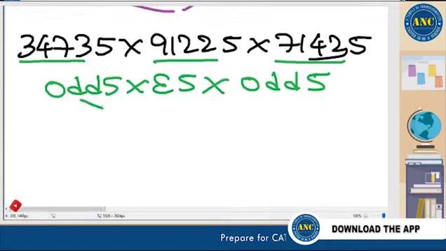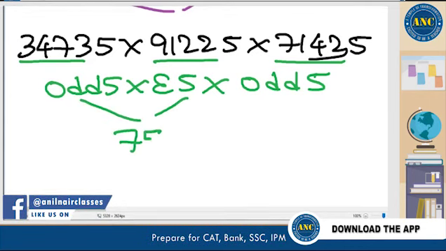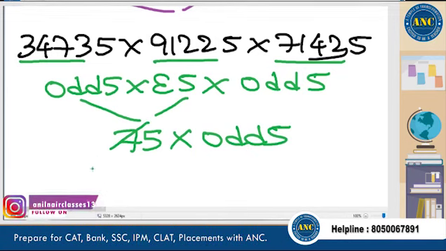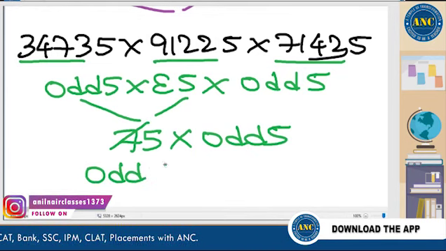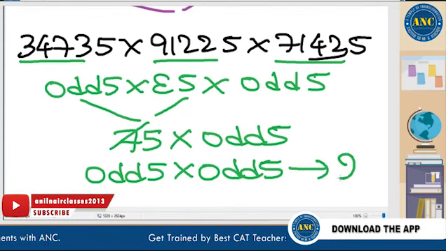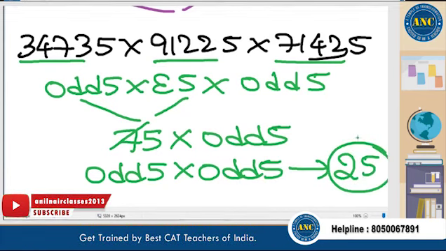Same logic I will implement. Odd and even is different. 75 into odd 5. Right? 75 into odd 5. In 75 again 7 is an odd number. It is odd 5 into odd 5. Odd 5 into odd 5 is the same family. What should be the answer? 25.